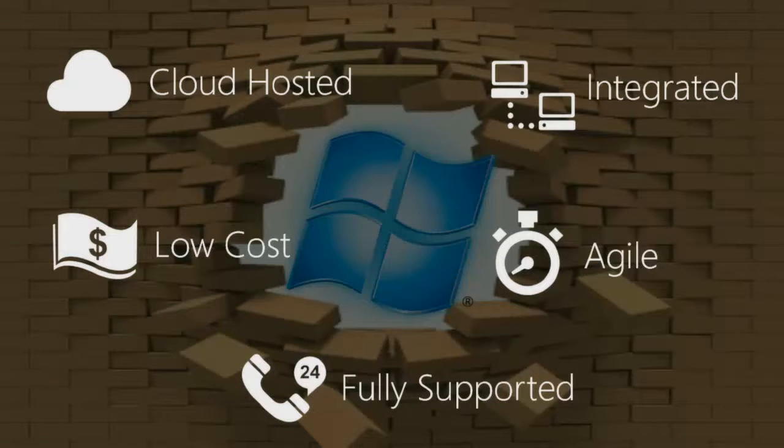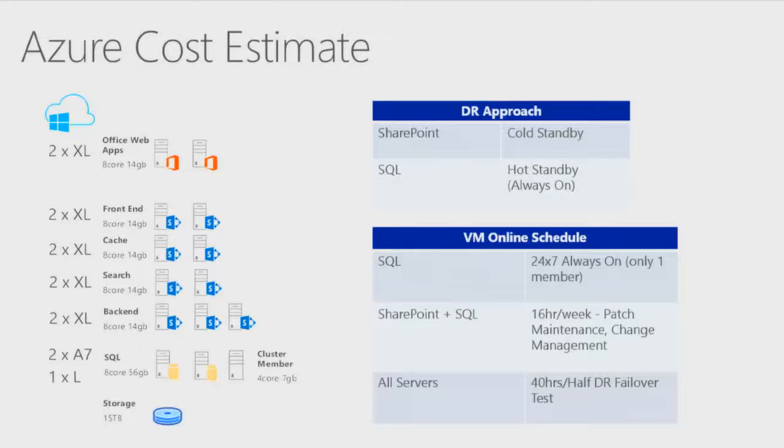So let's dive into the costs. I think the costs are probably the most interesting factor to consider. If you look at an example environment, and this is actually based on our product line architecture, you can see on the left-hand side, I've got a typical farm. We've got an Office Web Apps farm. We've got multi-server topology for SharePoint, and then we've got a SQL backend.